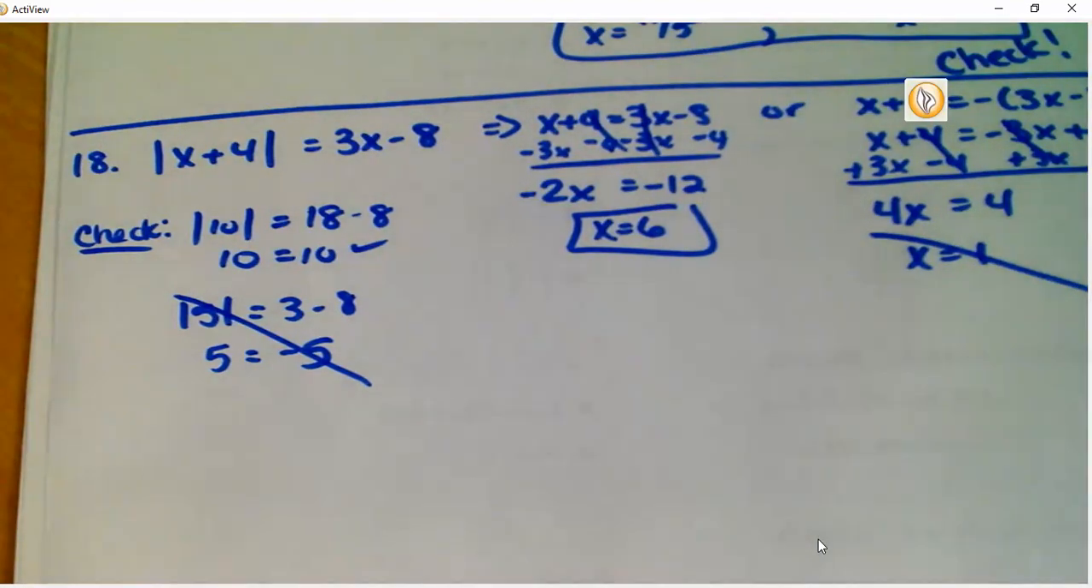Tomorrow after we finish, I will also post the answer key to the study guide in classroom in case there's something that you missed, then you'll have the opportunity to go back and look at it.